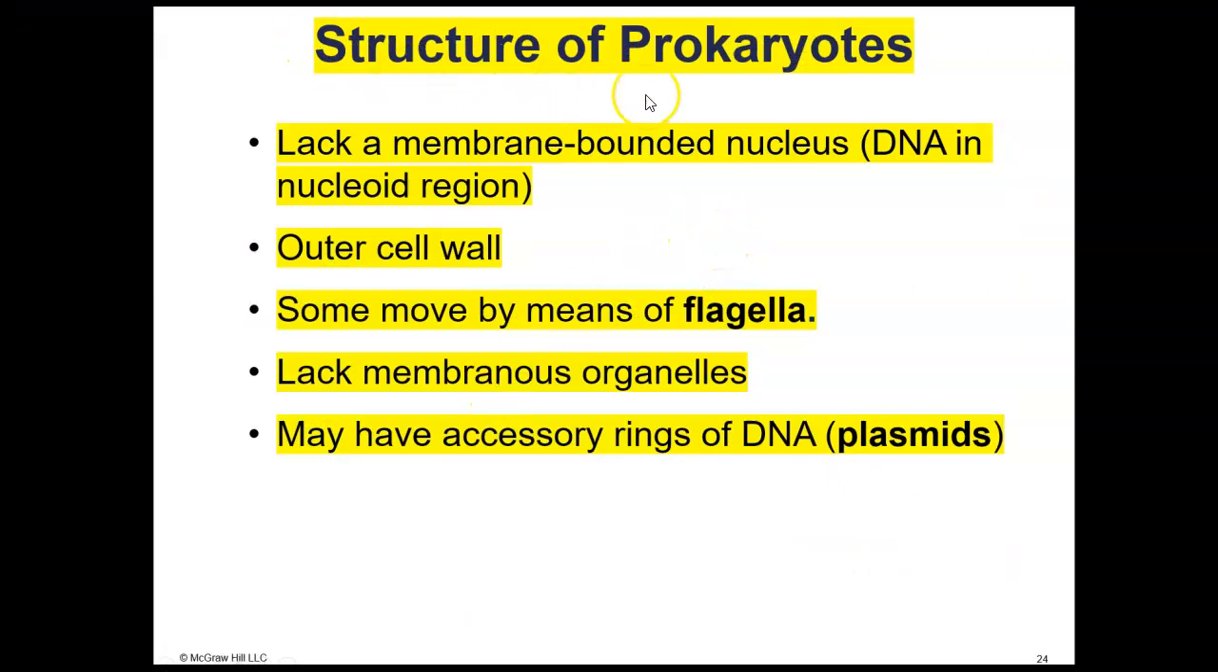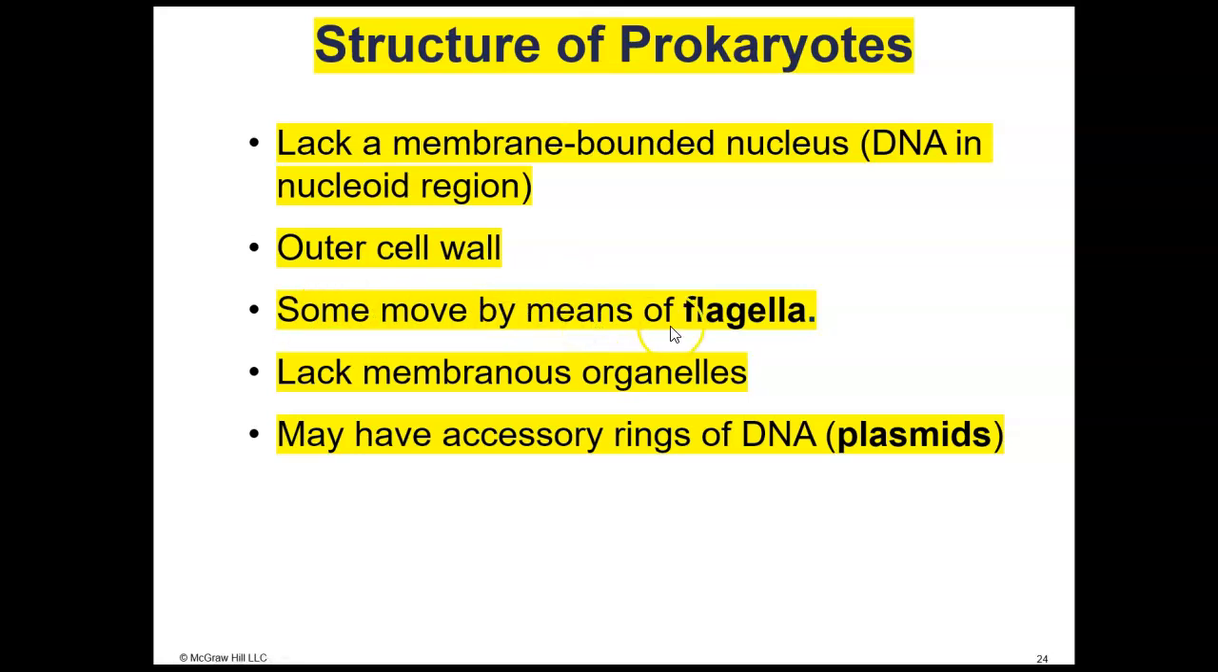Now, structure of prokaryotes. Remember, prokaryotes have not got a nucleus, but they do have DNA in a nucleoid region. So they lack a membrane-bounded nucleus. They do have an outer cell wall. A lot of bacterial cell walls are composed of peptidoglycan, and we make use of that peptidoglycan layer in staining.